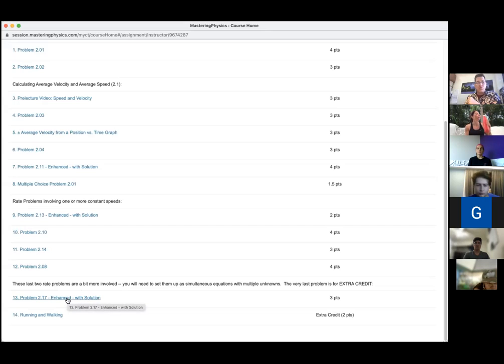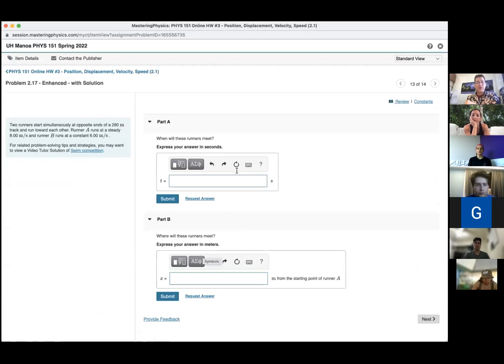All right, here's the runner problem right here. This is the second to last question on this assignment. It's problem 2.17 is the numbering within Young and Adams. So if we open it here, your exact numerical values will differ because there is numerical randomization in Mastering Physics. So you may have a value other than 290 meters, and your speeds here might be different. I'm not sure. They don't necessarily randomize everything.